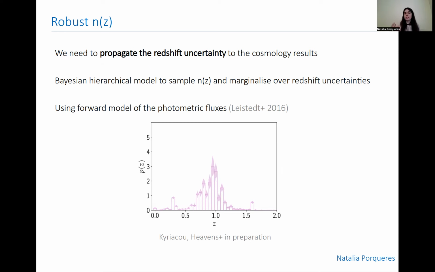So the idea of this Bayesian hierarchical model is to use a forward model where the parameters would be the height of these histograms. So we would infer the height of the histograms in the N of Z, and then we would use samples of these inside Borg. So this is still work in progress.